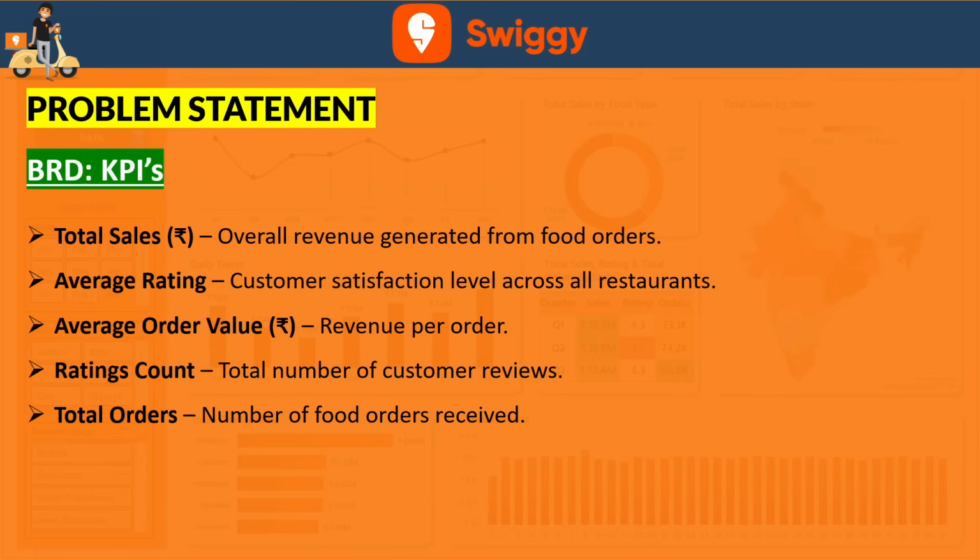Then we are also going to find out the rating count. It is nothing but the number of customer reviews. How many customers have provided reviews for those orders or for those restaurants, right? Then we are also going to find out the total orders, nothing but the number of food orders which have been received. So this is the total, the five important KPIs that we are going to find out in this particular project. So this is all about KPIs.